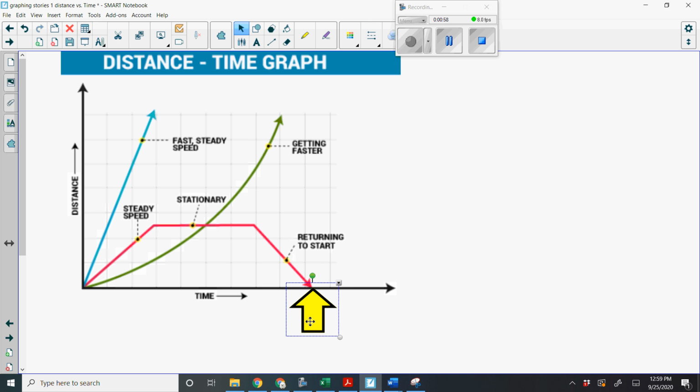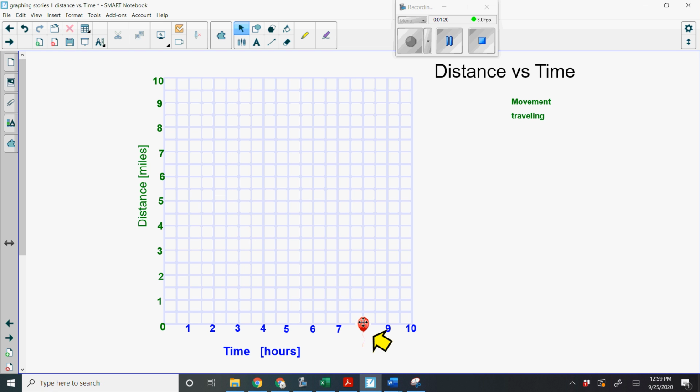Okay, so here I have returning to start because here is our starting point at 0, 0 on the graph, and right here is 0, 0 again. So in this particular graph, this downward line indicates returning to the starting point. So if I take a look, here is an example.